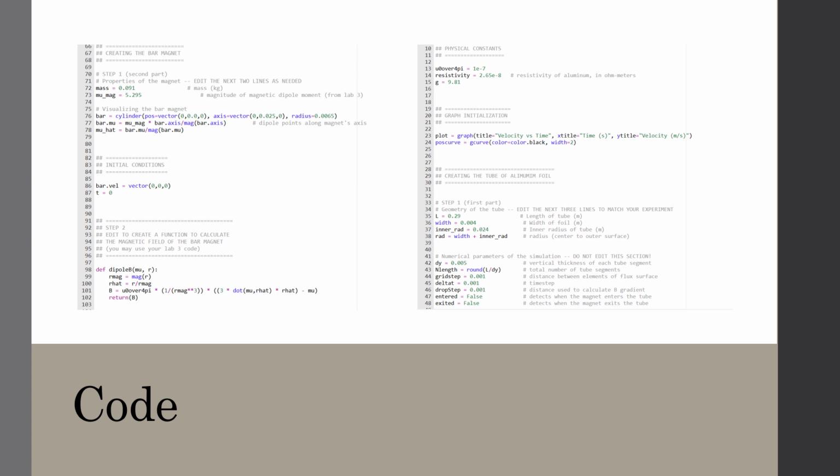And then in the bottom left, you can see that we use the Biot-Savart law, as shown in the first slide, to calculate the magnetic field.